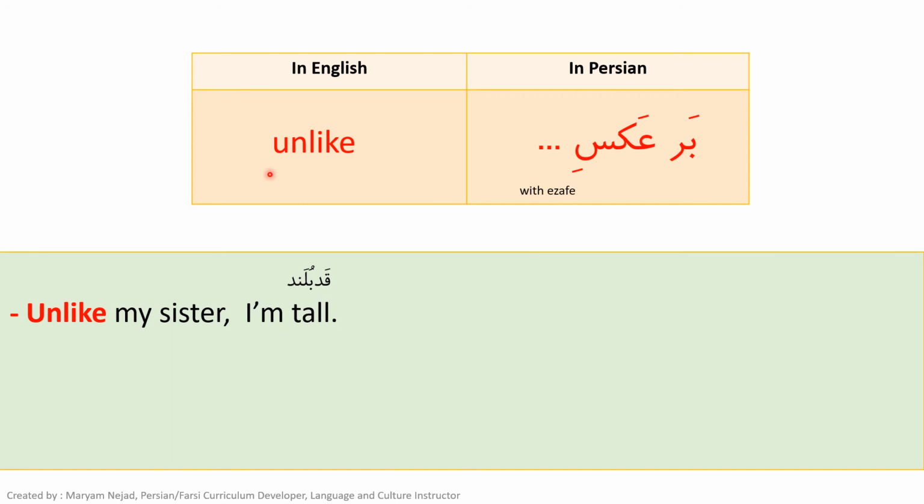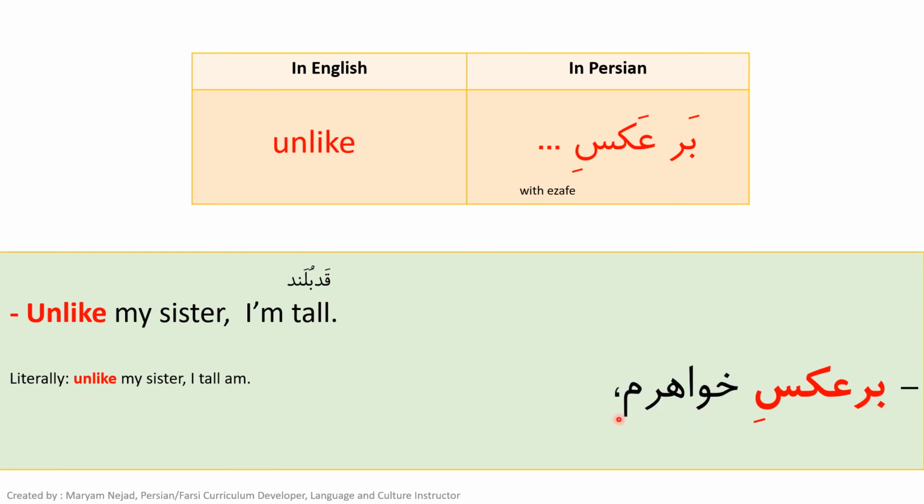Next we will be looking at unlike, which we use to say two things are not similar, which in Farsi is برعکس. We need اضافه here too. We have an example here. We're going to say unlike my sister, I'm tall, and tall is قد بلند. So literally we need to say something like unlike my sister, I tall am. برعکس خواهرم من قد بلند هستم.